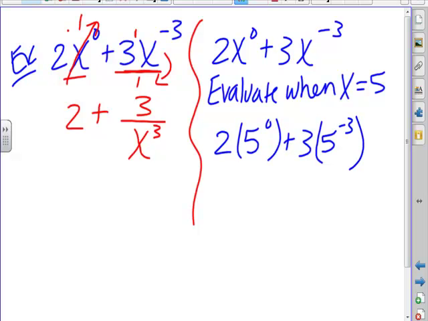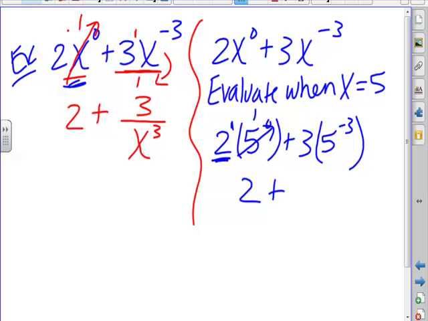Now, here's the place we need to be careful. This 2, even though it doesn't have a number above it, really is to the 1st power. So it's not being raised to the 0 power. 5 to the 0 power, just like x to the 0 power, is going to go to the number 1. So this still is just a 2.